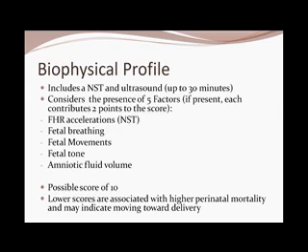Each of these 5 points can be given a score of 2 for a possible high score of 10. Lower scores are associated with higher perinatal mortality and may indicate moving toward delivery. Of course, the lower the score, the higher the rate of associated perinatal mortality, and the more potentially emergent or urgent it would be to deliver the fetus.